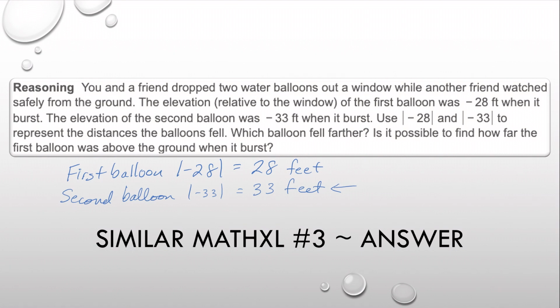And the second part of the question is, is it possible to find how far the first balloon was above ground when it burst? Well, the information they gave us only told us how far each balloon was from the window. They never told us how far the window was from the ground. They didn't give us any data about the ground other than the fact that there was somebody watching from the ground. But we don't know how far away that was. So no, it is not possible to find out how far the first balloon was above the ground when it burst.